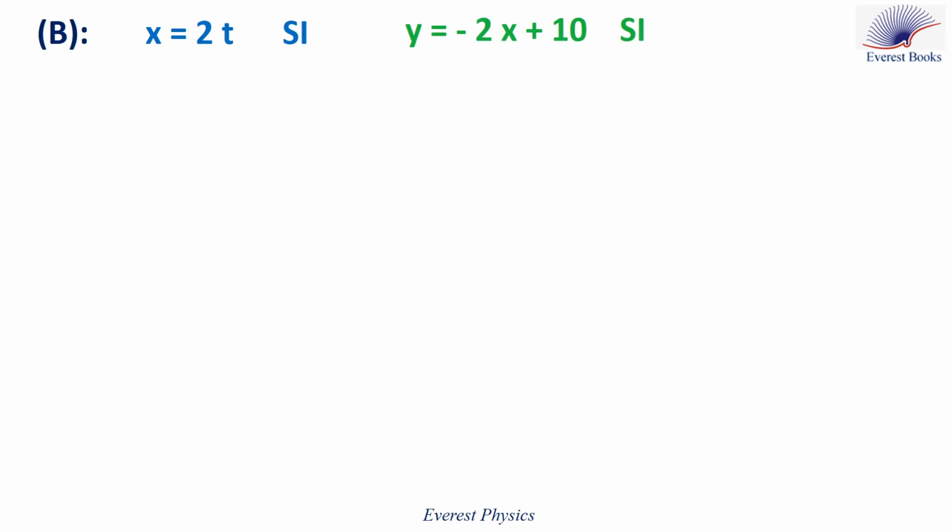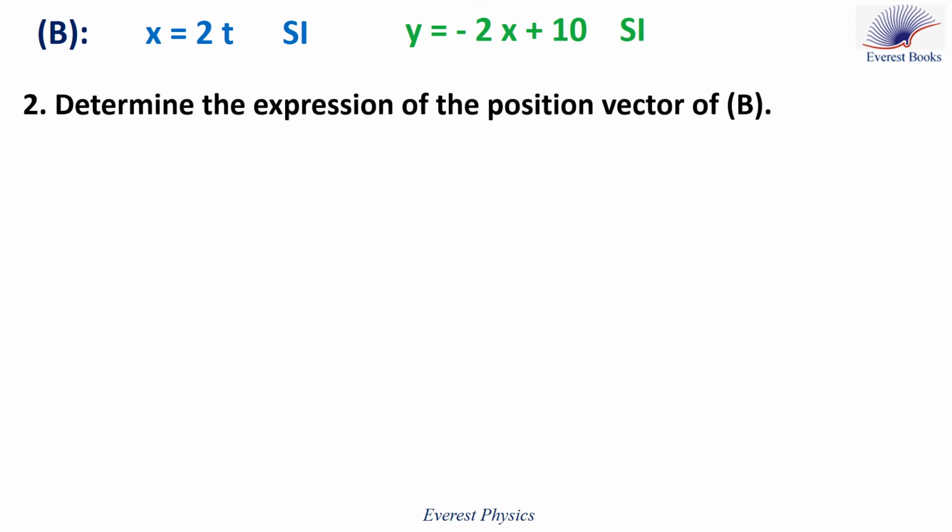Let's move to part 2. Determine the expression of the position vector of B. Generally, the position vector is given by this expression, xi plus yj, where x and y are the parametric equations and they are functions of time. Here we have x as a function of time. And here we have y as a function of x. But we need y as a function of time.